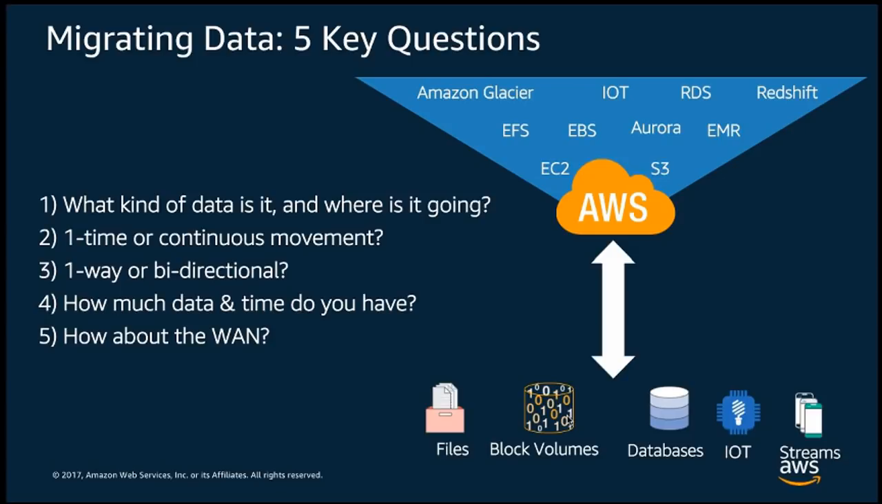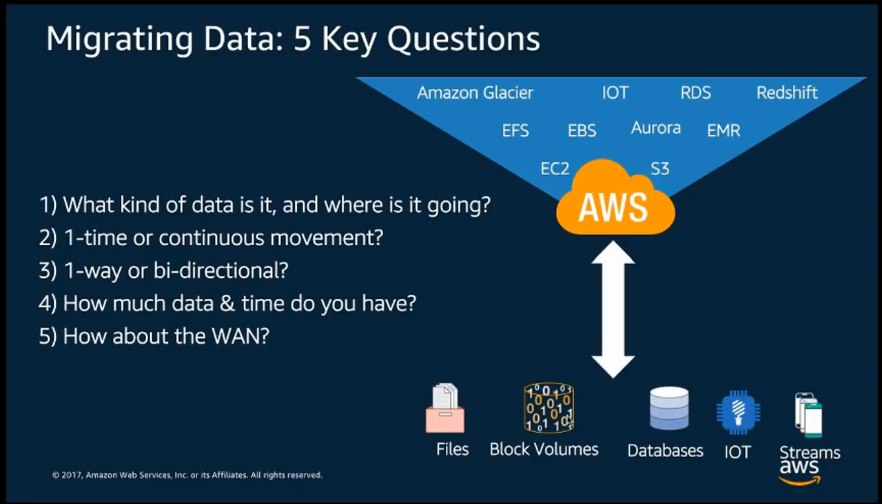The WAN, if you're not running over a Direct Connect, if you're maybe running over the public internet, you have an MPLS circuit, you're coming in via a VPN, you want to think about the network connectivity between your data center and AWS, and that's going to affect the 4 other questions in this list.